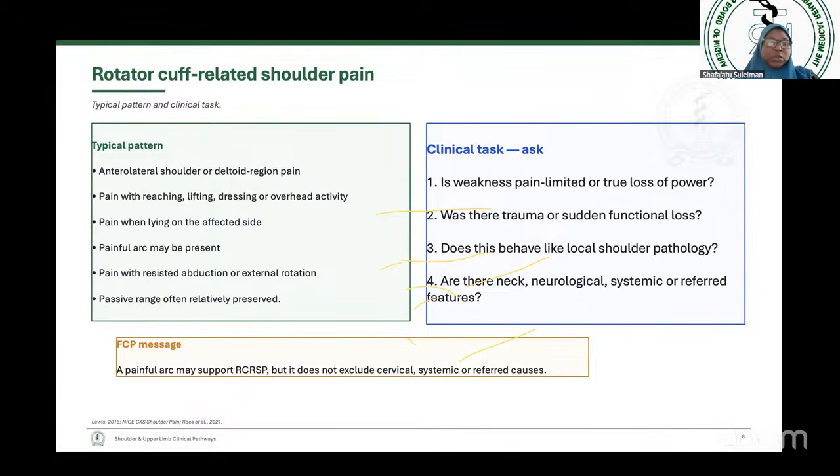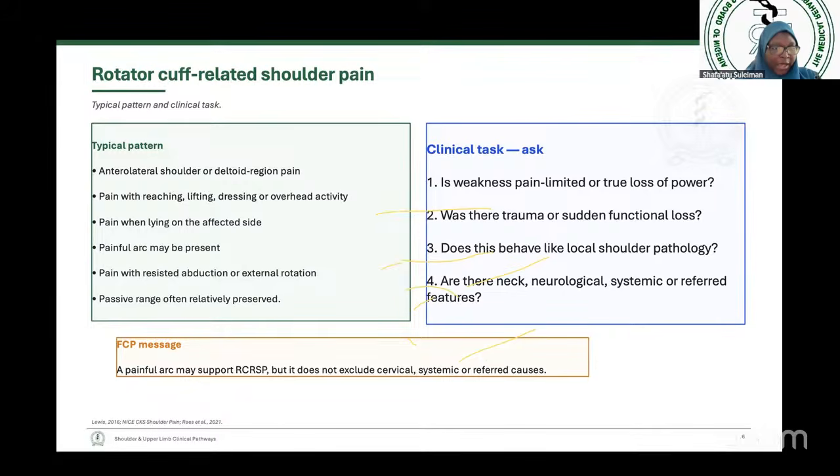Does this behave like a local shoulder pathology? Yes, that's the first thing we should look into. Is it more the pain that this patient is coming with? Is it more as a result of this shoulder? Like, is it really coming from the shoulder, or do we think it's coming from somewhere else? Are there any neck, neurological, systemic, or referred features? So all these are tasks for the FCPs to look into when they've got a patient presenting with shoulder pain.